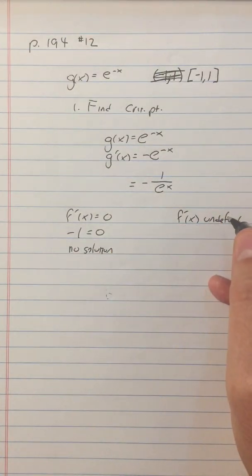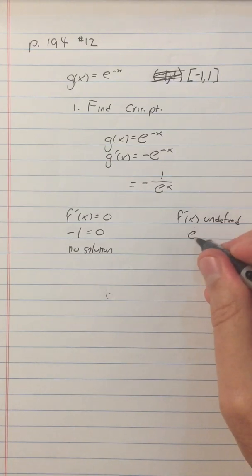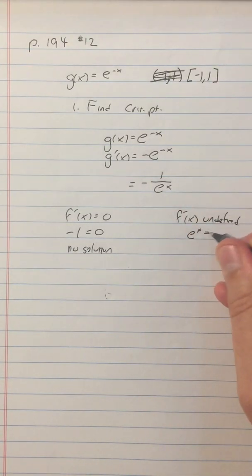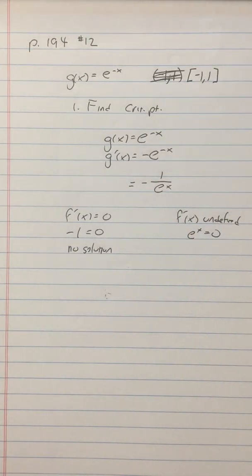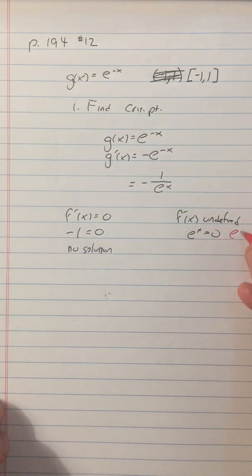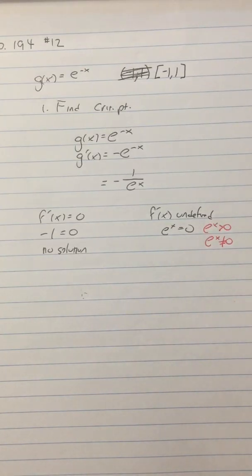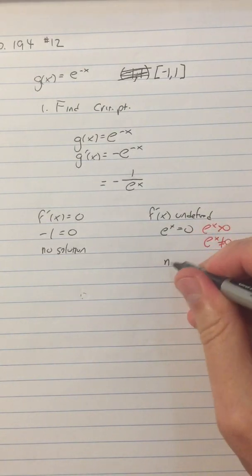All right, what about where f prime of x is undefined? Well, then I would put the denominator equals 0, e to the x equals 0. As we have now observed several times, e to the x is always positive. e to the x can never equal 0. So it follows that this also has no solution.